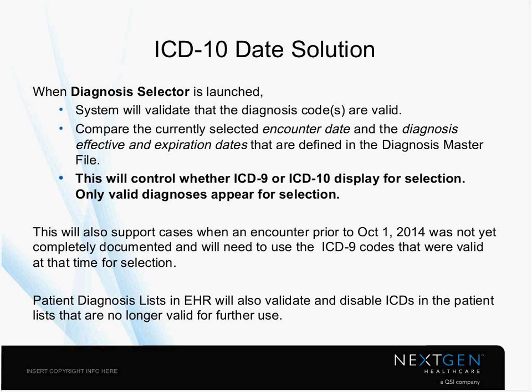Patient diagnosis lists in EHR will also validate and disable ICDs in the list that are no longer valid for further use. This is essentially talking about your favorites and things like that. If there was a list, such as a mnemonic list or my list, where you were using ICD-9 codes, those will be grayed out, and you'll need to rebuild them with your ICD-10 codes.